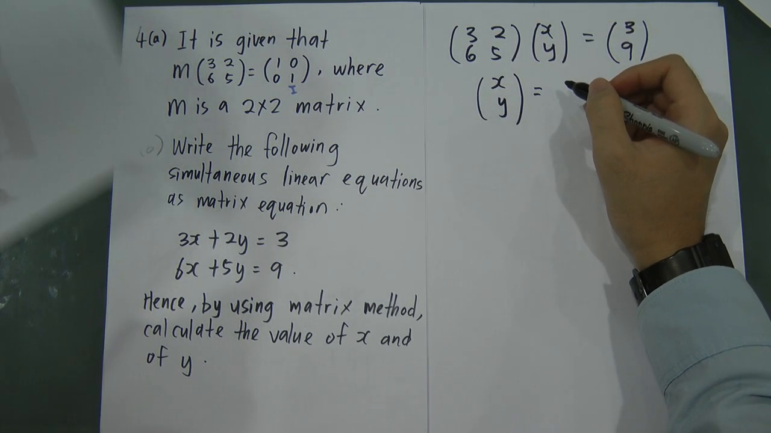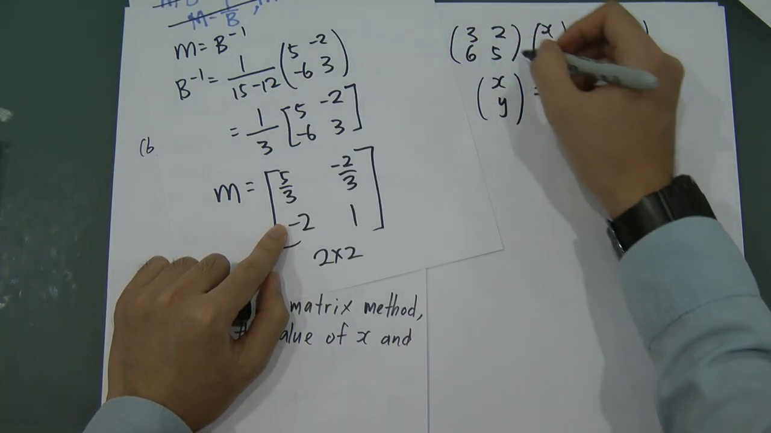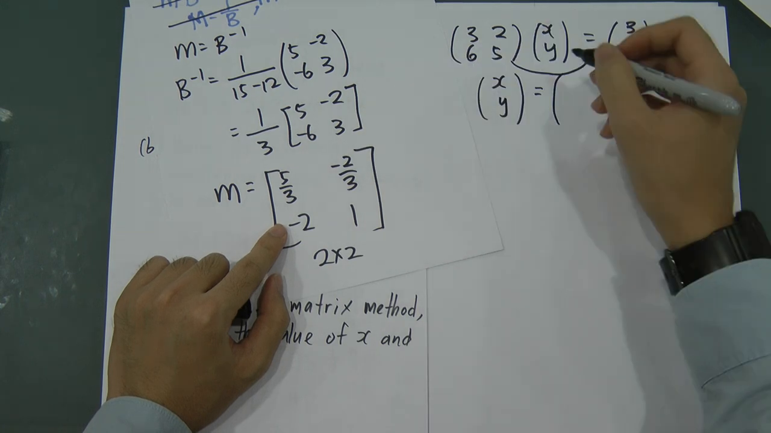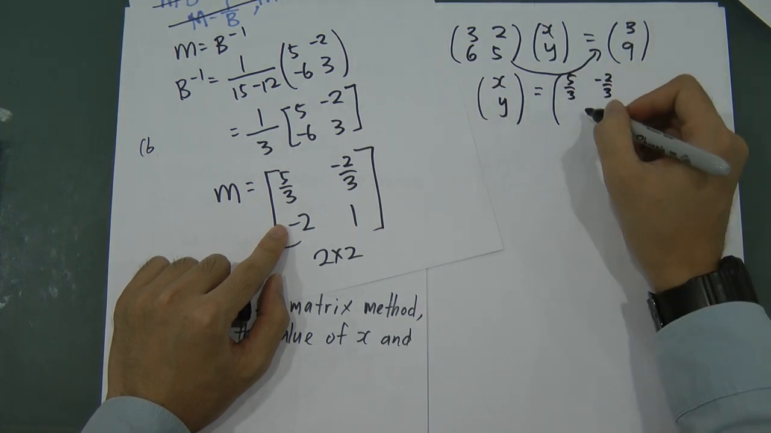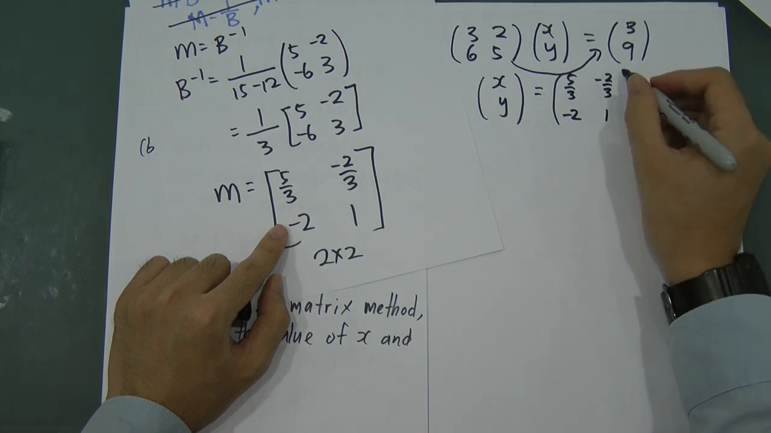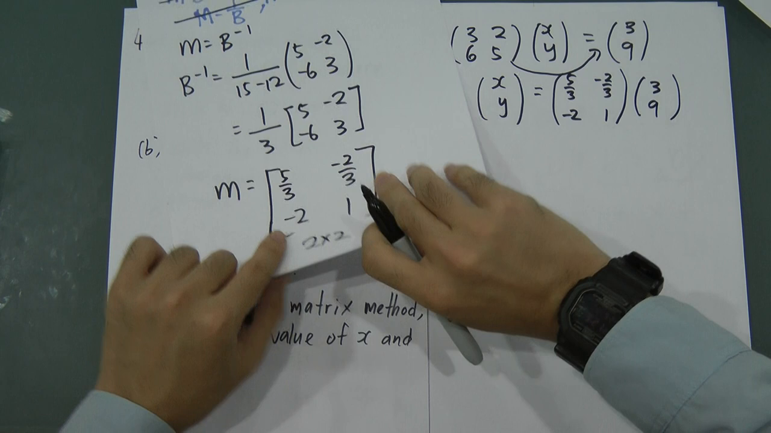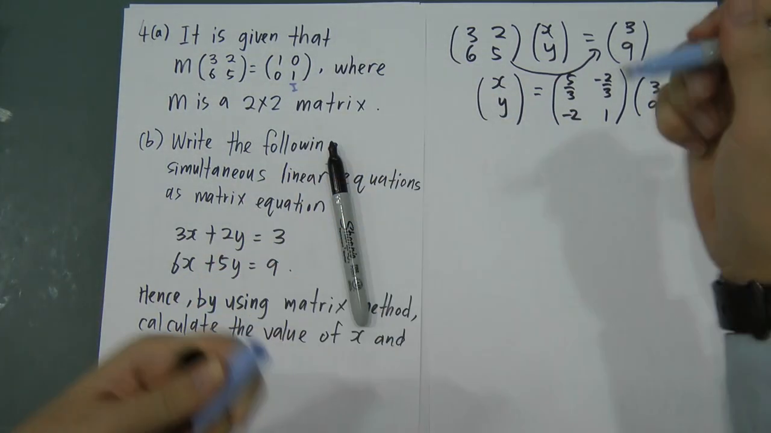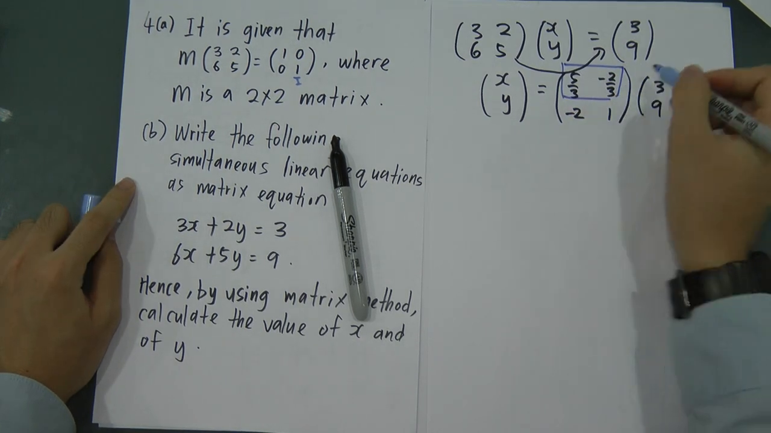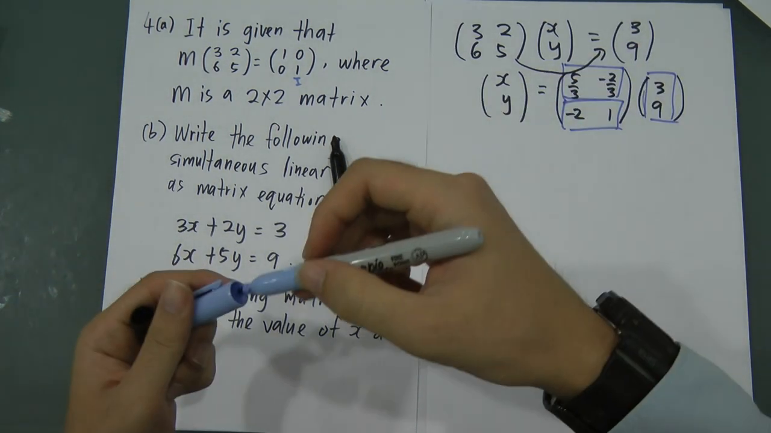I already found the inverse, because the inverse is M, right? M is this one. So I move this one over here, and I will get this one: 5 over 3, negative 2 over 3, and then negative 2, 1, multiplied by 3 and 9. I solve this one and I can find x and y. Before I solve, I just want to mention one more time: this is horizontal multiplied by vertical, and then horizontal multiplied by vertical.